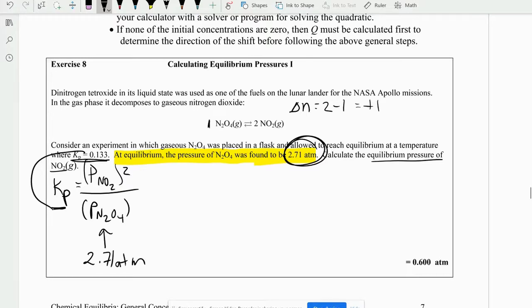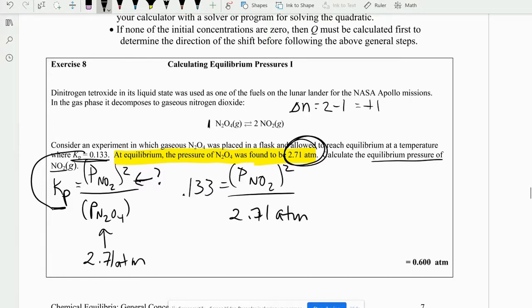It seems like I'm just going to be solving for the numerator of this expression. So this is basically what I'll be solving for. I think that we can all agree that's exactly the givens that we have. So we're going to rearrange this equation to get the pressure of nitrogen dioxide by itself.